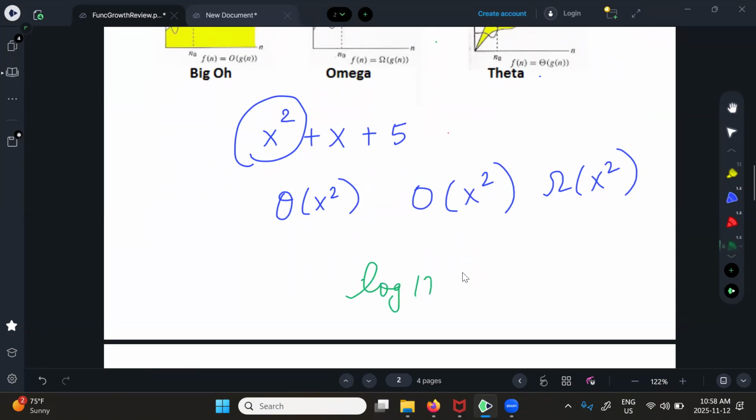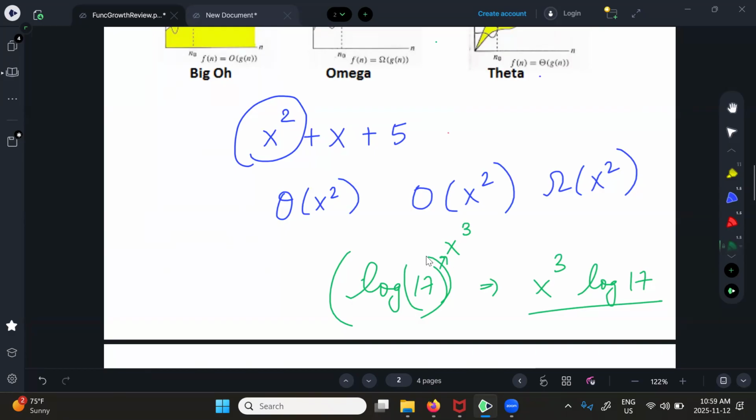If I gave you log 17 to the power x cube, it's x cube, right? It's x cube times log 17. So be careful. There will be easy questions. They're very easy. You should not waste a minute on these questions. But they'll be, what do you call it, camouflaged. Okay? You got what I'm trying to say.